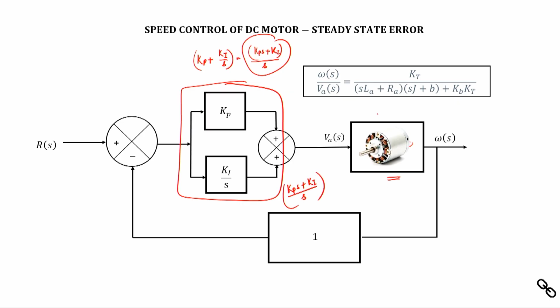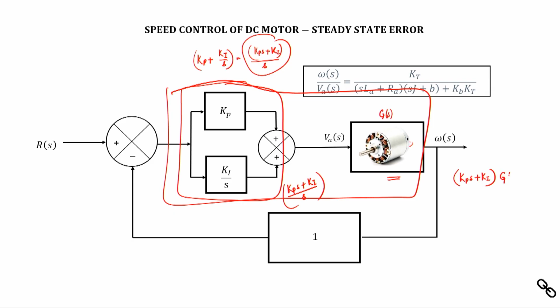And then we have this G(s). So the total transfer function becomes (Kp s plus Ki) whole into G(s) by s, right? And G(s) you know is Kt by ((s La plus Ra) whole into (s J plus B) plus Kb Kt), right? So now this entire transfer function is a type 1 system. I have converted the system into a type 1 system, and as soon as I convert it, I know that it should be following the step input that we had given.